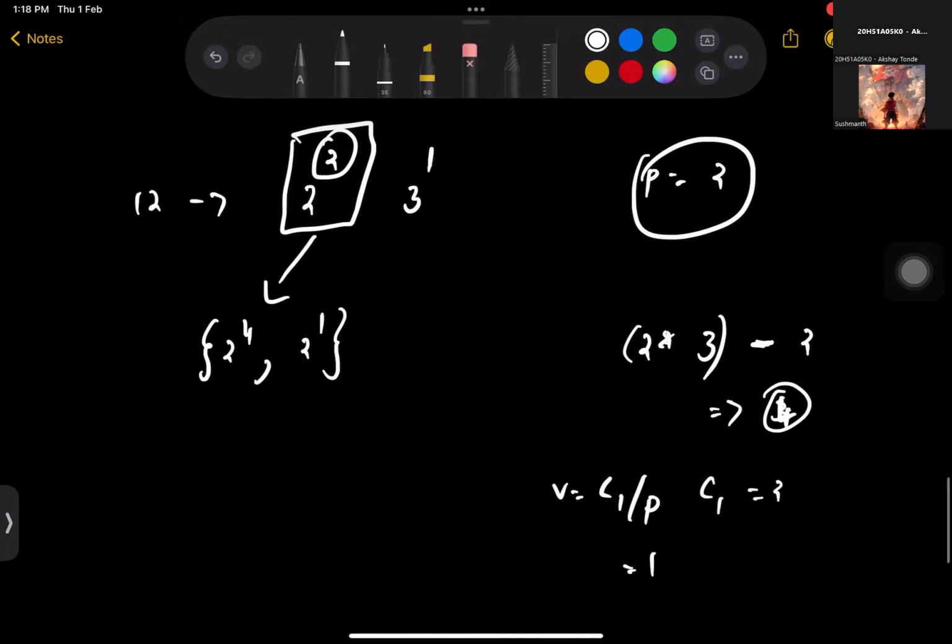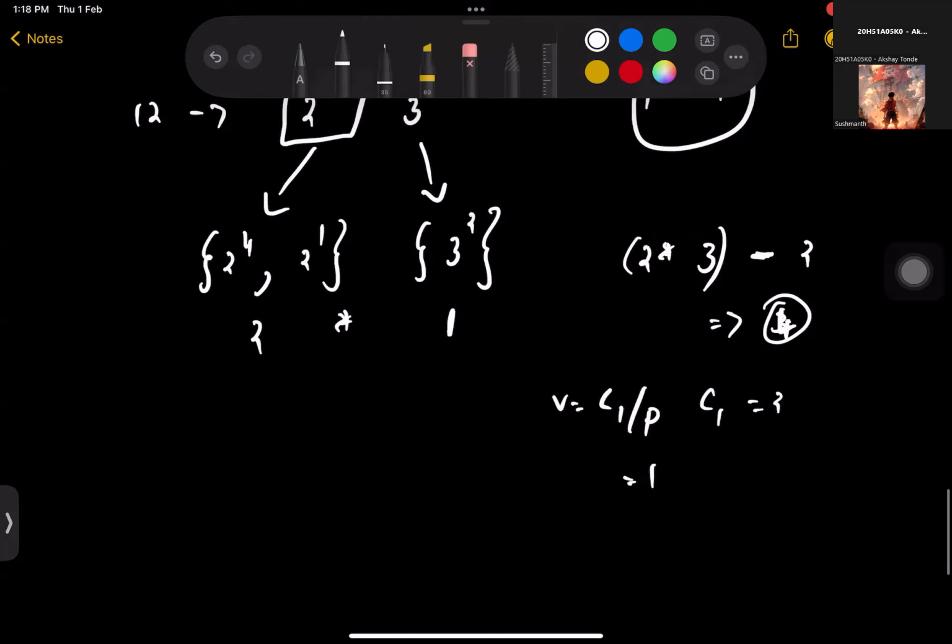And for 3, the choices are, we can only put 3 power 2, if we directly consider c1. But there is no other choice. Why? Because here 1 is not divisible by 2. So in total the number of choices is multiplying these 2 and 1. So for this test case, the answer is 2.